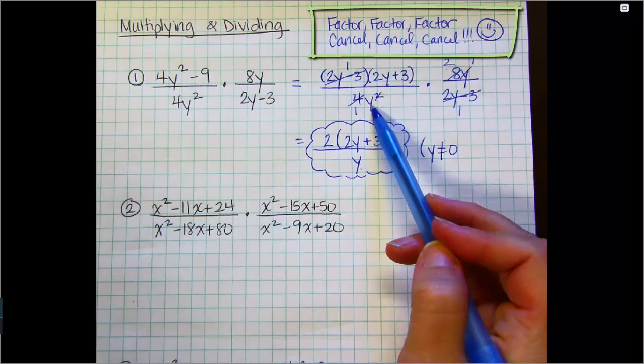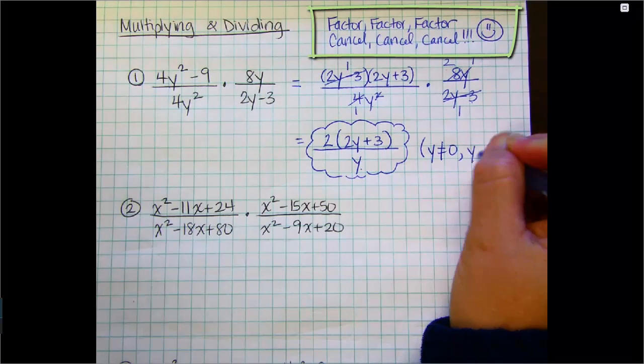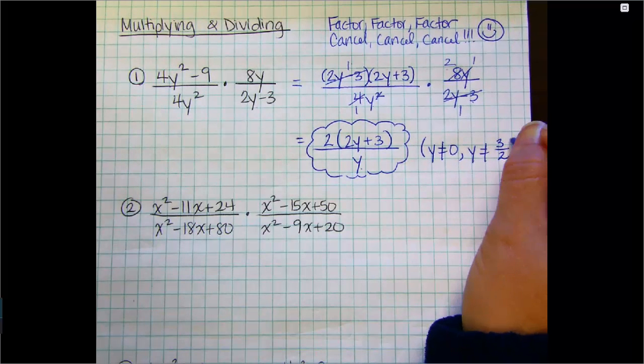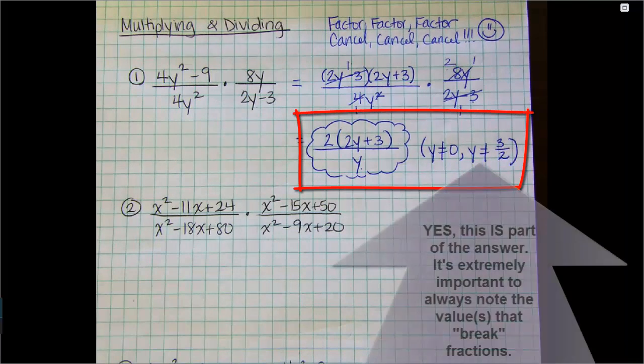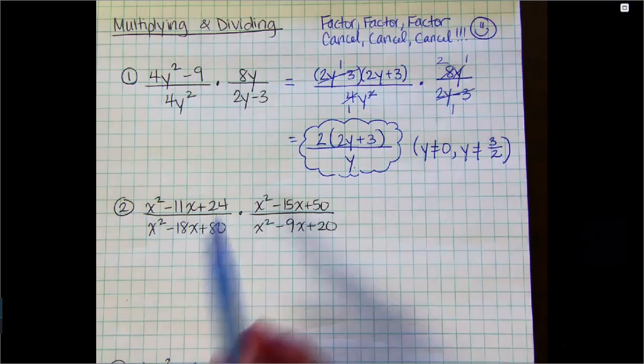Also remember to always go back and check your denominators and note what breaks the fraction, what each value cannot equal. That is part of a complete answer. So you go and look at each factored denominator before they're canceled and note what makes them 0.